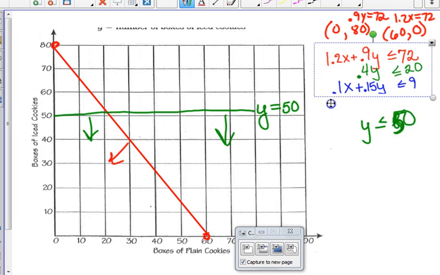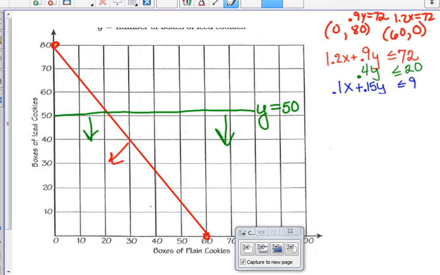Okay, blue equation, blue line. Let me move this little guy down. Well, let's just erase it then. That one became y equals 50. Okay, I'll write it in there.